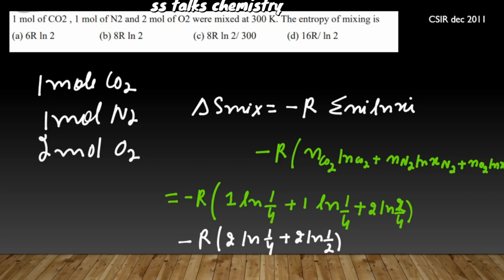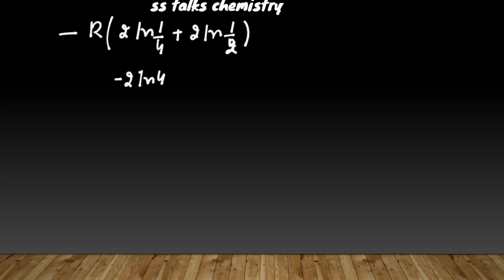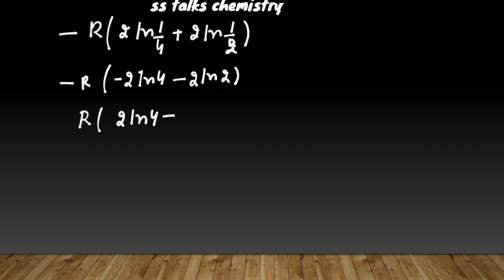Now just simplify this: minus R into 2 times ln of 1 by 4 plus 2 times ln of 1 by 2. So now we can write it as minus 2 ln 4 and minus 2 ln 2. This is minus R; the negative sign you can take outside, so the negative will become positive. So it becomes 2 times ln 4 plus 2 times ln 2.